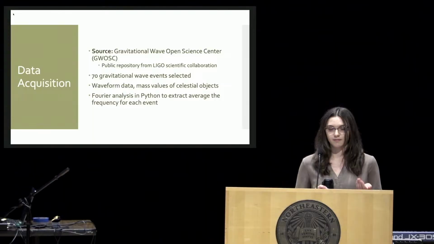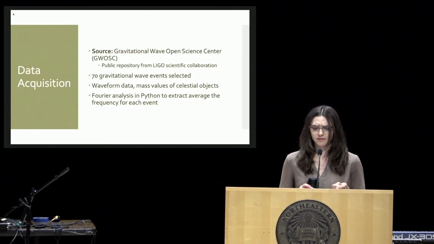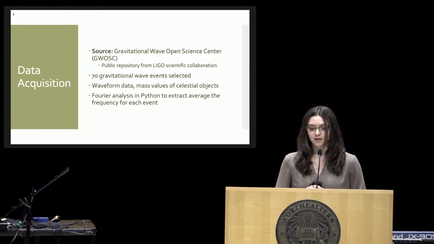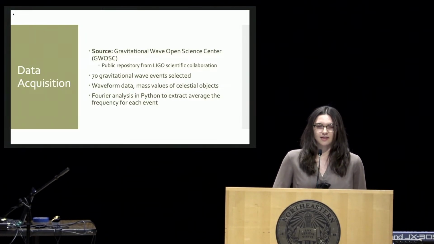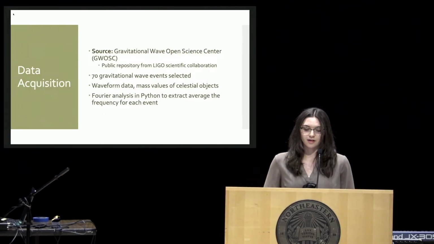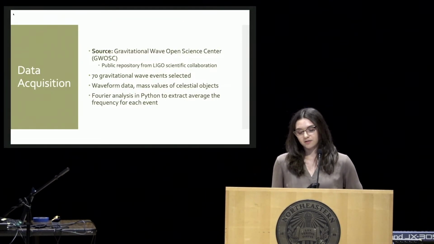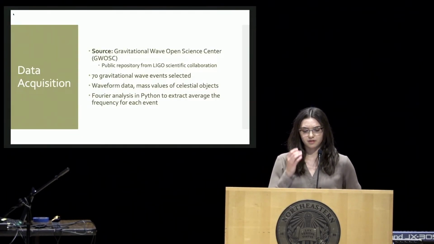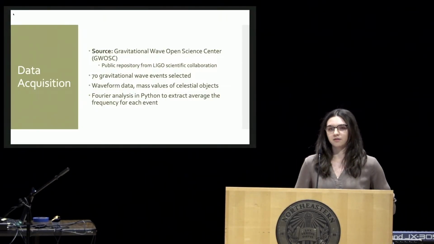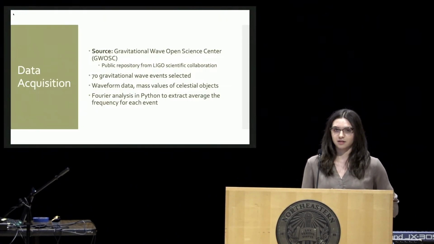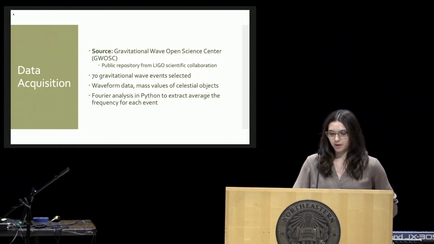The source for my data is the Gravitational Wave Open Science Center from the LIGO Scientific Collaboration, which is a public repository. I collected a total of 70 gravitational wave events, including waveform data, mass values, and more. Then I completed Fourier analysis in Python to extract the frequency content of each wave, which is part of what I'm using for my mapping.